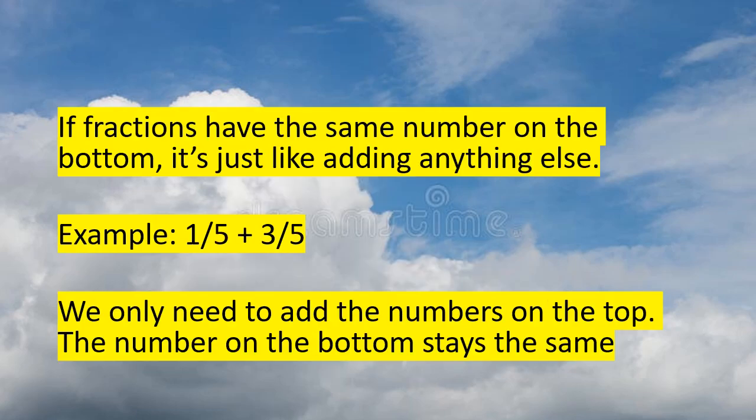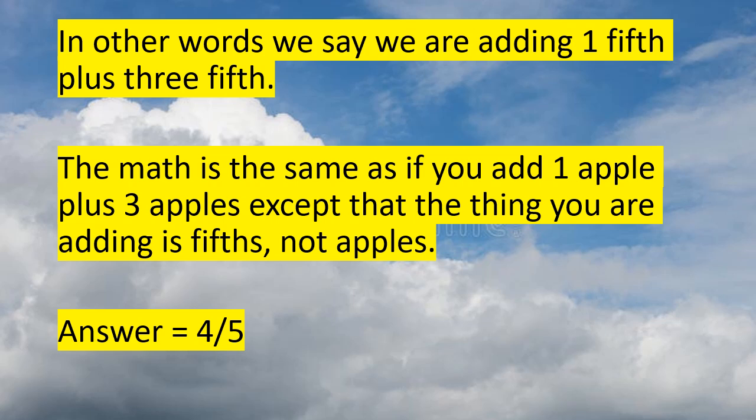If fractions have the same number on the bottom, it's just like adding anything else. So for example, 1/5 plus 3/5. We only need to add the numbers on the top. The numbers on the bottom stay the same. In other words, we say we are adding 1/5 plus 3/5.